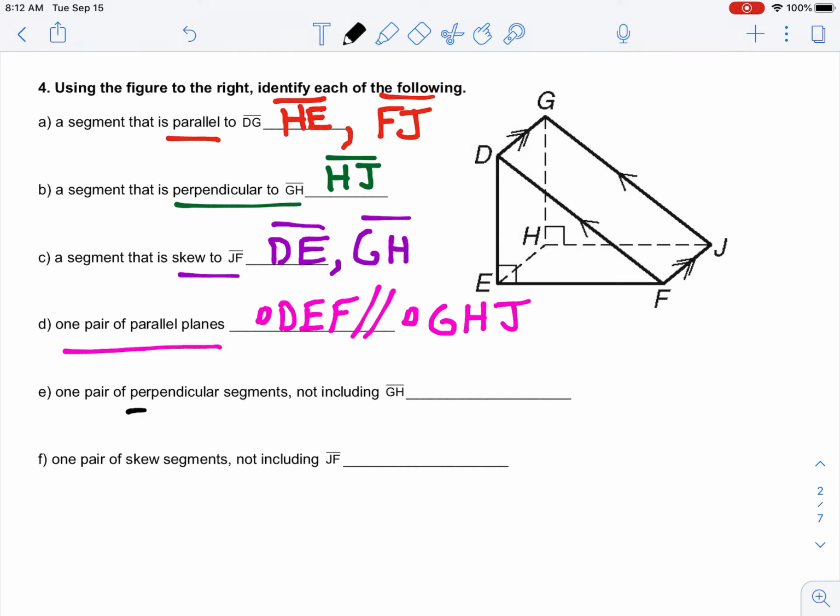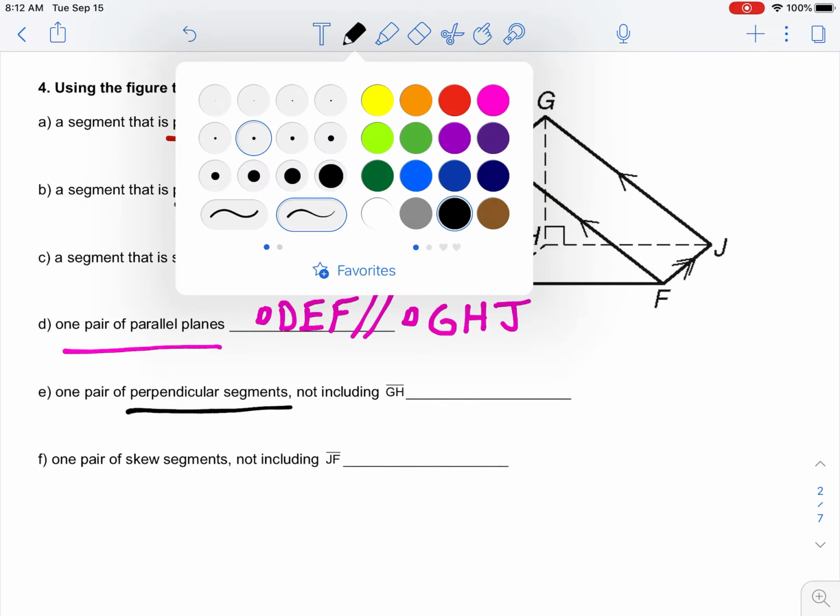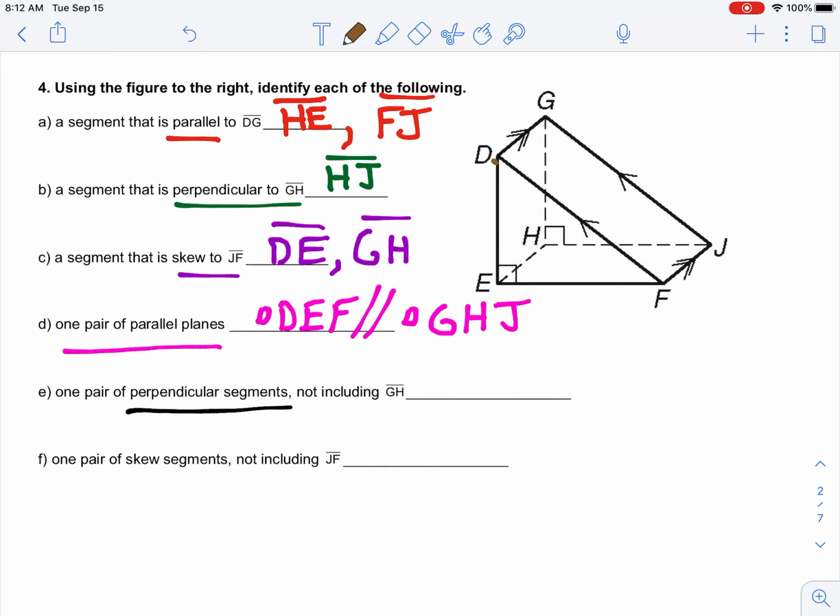All right, name one pair of perpendicular segments not including GH. Okay, well, we can't use GH for it, so I see another box here. Let me switch to a new color so we can see it. I see a 90-degree angle formed right here, DE and EF. So DE forms a 90-degree angle with EF, so they are perpendicular.